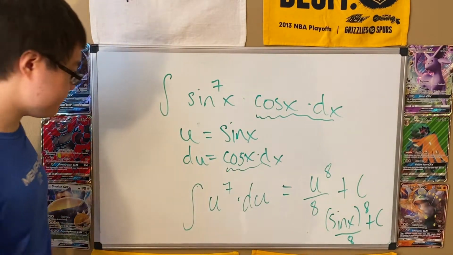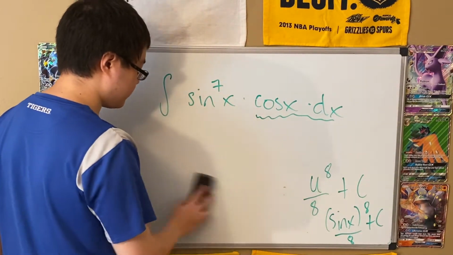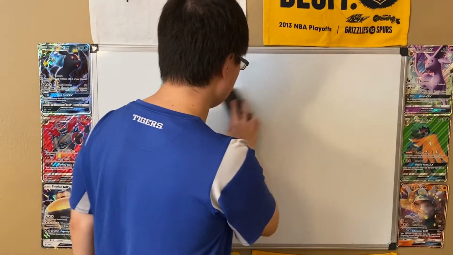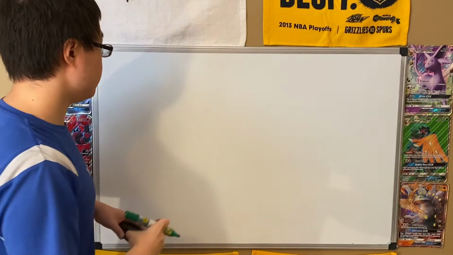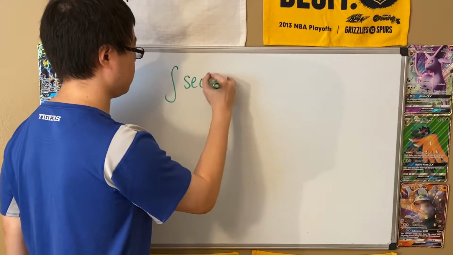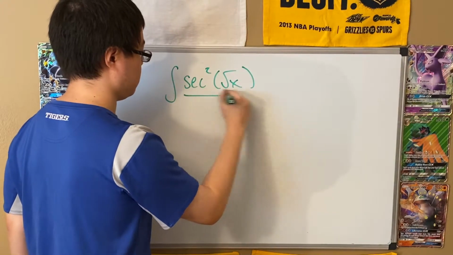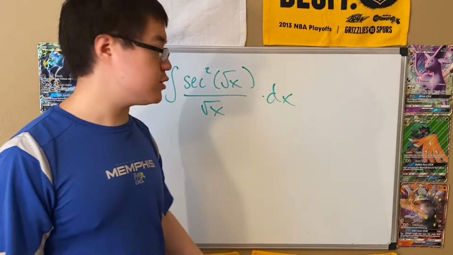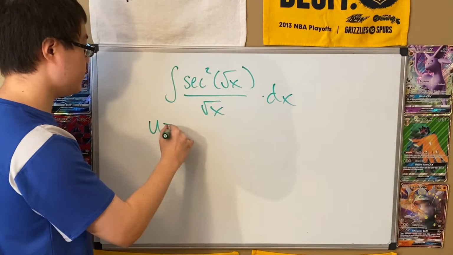So let's do 2 more. Some that I really only know how to do because I've done these for a long time and sort of know what to go for. Let's do the integral of secant squared root x times dx. So another hard question, definitely a u-sub.